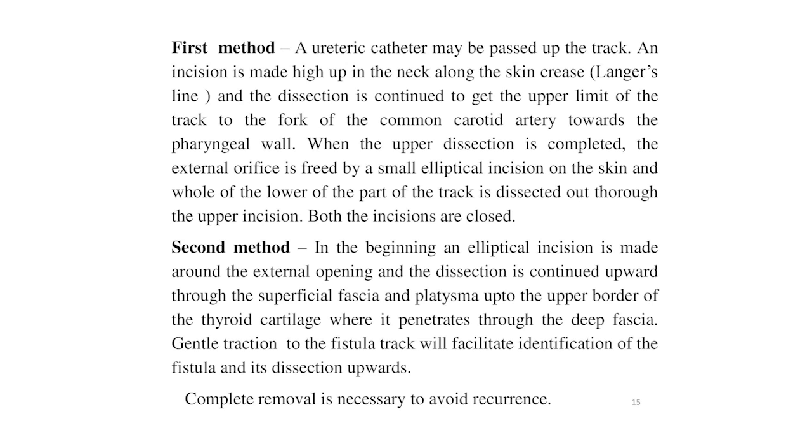Second method: in the beginning, an elliptical incision is made around the external opening, and the dissection is continued upwards through the superficial fascia and platysma up to the upper border of the thyroid cartilage, where it penetrates through the deep fascia. Gentle traction on the fistula tract will facilitate identification of the fistula and its dissection upwards. A second incision may be required above the upper border of the thyroid cartilage, transversely placed along the Langer's line. The upper part of the tract is dissected through this incision up to the pharyngeal wall.